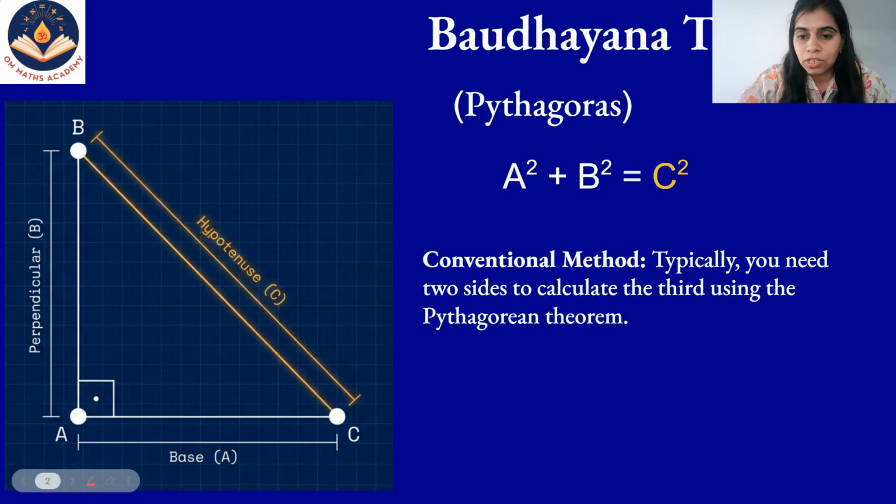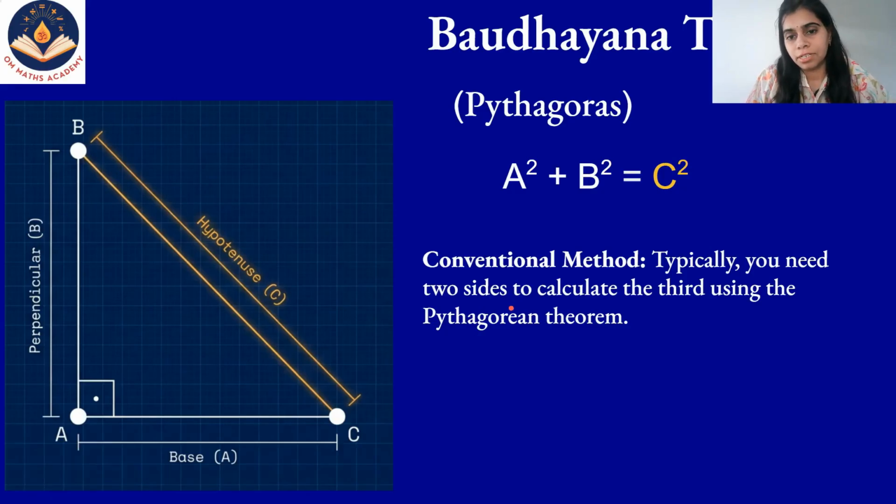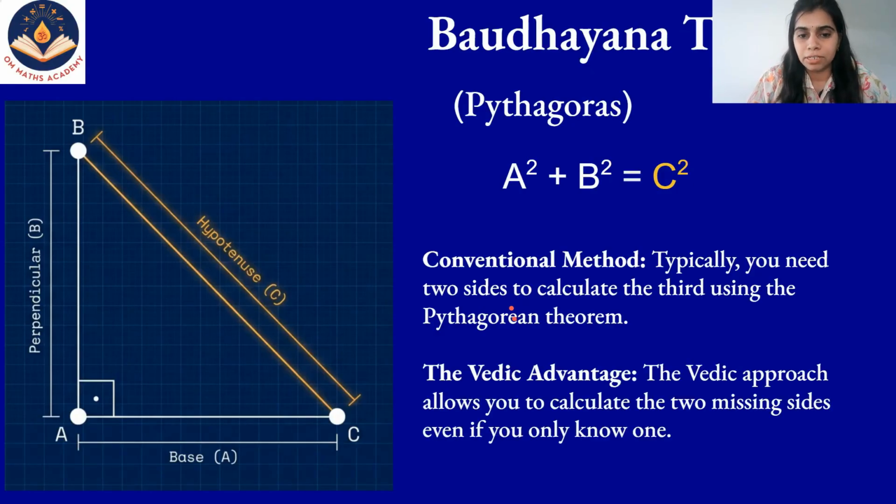In our conventional method, if two sides are given, it is very easy to calculate the third side using the Pythagoras theorem. In this video, we are going to learn how, if only one side is given, to calculate the other sides quickly using the Vedic approach within seconds without any calculator. Let's start.